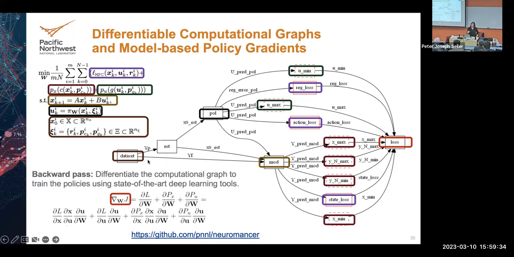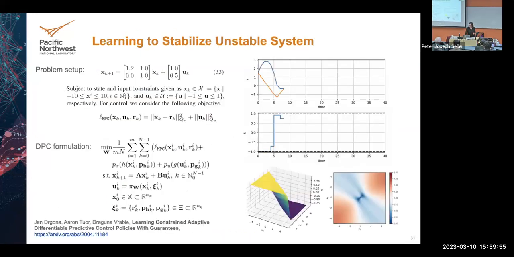So again, with our Neuromancer toolbox, formulating this graph is very easy. You only have to represent the optimization problem at a high level. You do not have to bother yourself with making all these connections and making sure that the information from here connects to information over there. So here's how it works for a very simple example: stabilize an unstable system.